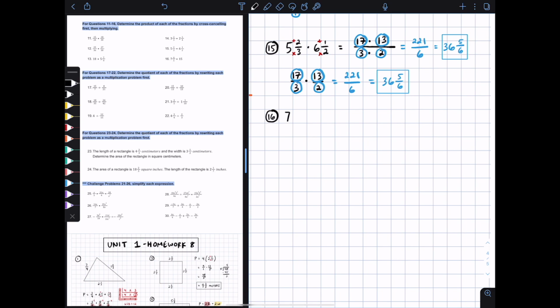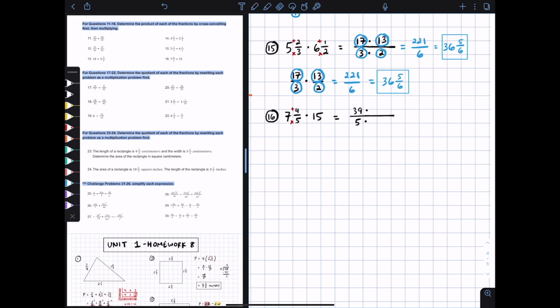So we have 7 and 4/5. Let's multiply that by 15. And let's go ahead and change some stuff to improper fractions so we can write it as a top and a bottom. So 7 times 5 is 35. 35 plus 4 is going to be 39. So we'll have 39 over 5. And we're going to multiply it by 15.